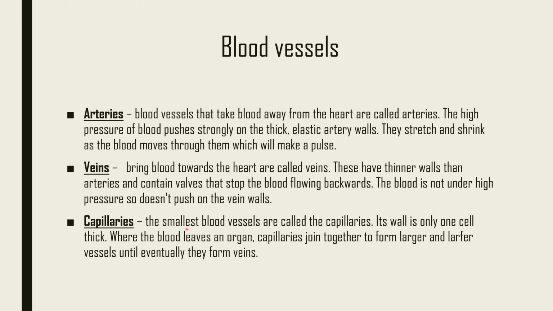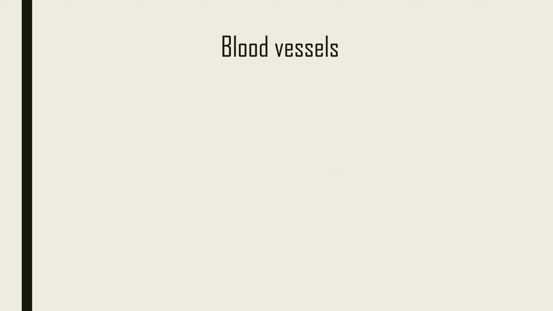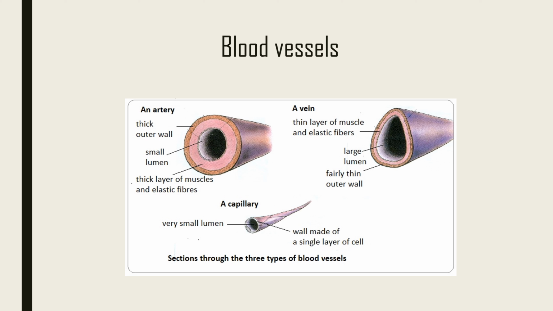Capillaries. Capillaries are the smallest blood vessels. Their wall is only one cell thick. Where the blood leaves an organ, capillaries join together to form larger and larger vessels until eventually they form veins. This is a diagram in which an artery, a vein, and a capillary are shown.